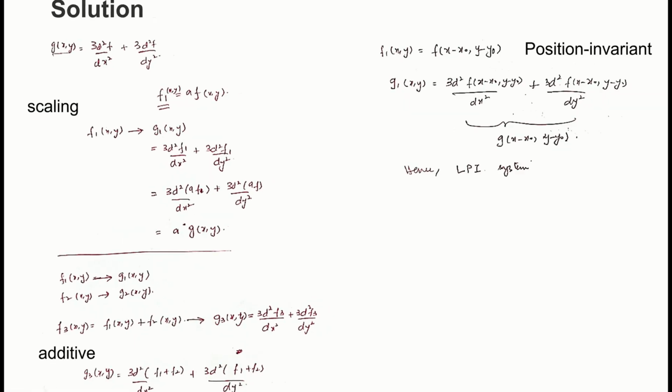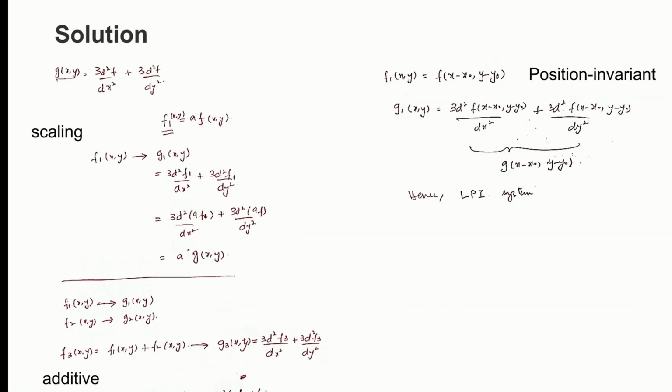Let's say the scaling first. There are two ways: either you do scaling and additive separately, or both together from the equation. So let's do the scaling. Say the input is scaled, and I call this f1(x,y). For this, the output will be g1(x,y). What is g1(x,y)? According to this system, it will be the second derivative of f1 along the x-axis plus the second derivative of f1 along the y-axis. What is f1? f1 is a f(x,y).